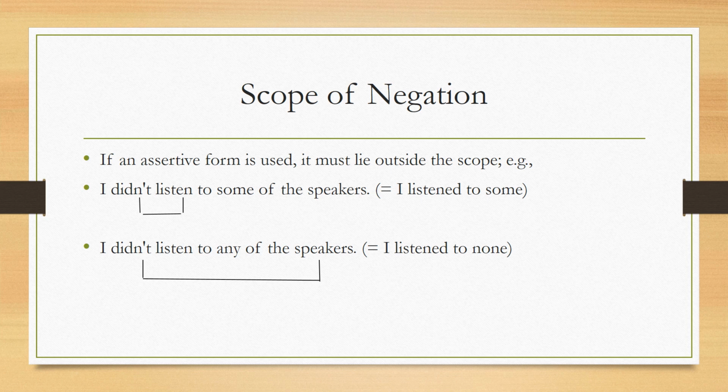Now, "I didn't listen to any of the speakers." Here you see he's using "any", and we know that "any" is a non-assertive form. Since the speaker has used "any", he wants to say that the scope of his negation starts from "not" itself to the end of the sentence. This means that the prepositional phrase, the adverbial "to any of the speakers", is included within the scope of negation. Since it is inside the scope of negation, it has to be negative, and in this case we are not using "some" but "any". So all the part of the sentence from "not" to the end is negative in meaning and in structure. This means that the speaker has listened to none of the speakers.